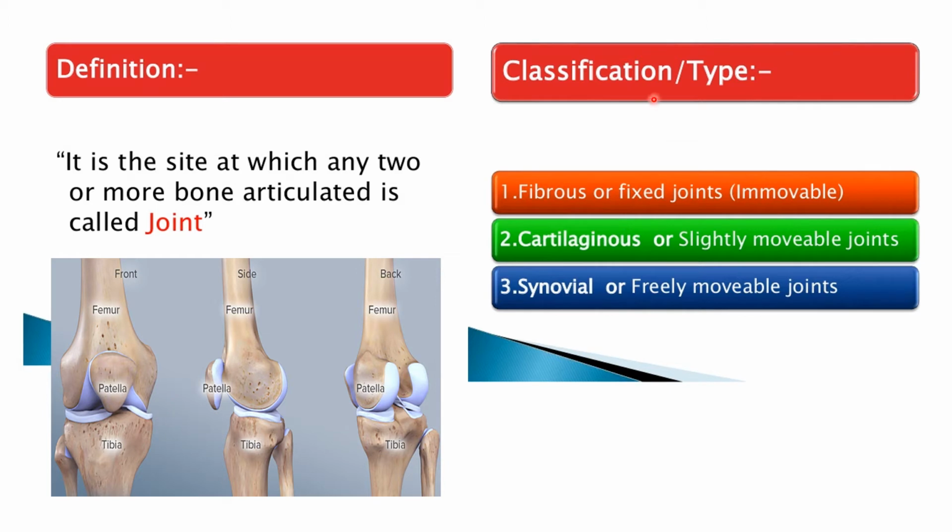Okay. Now classification. There are three types of classification of joints. The first one is fibrous or fixed joint, that is, they are immovable. Second one is cartilaginous or slightly movable joints, and the third one is synovial or freely movable joint. Now let us see in detail.